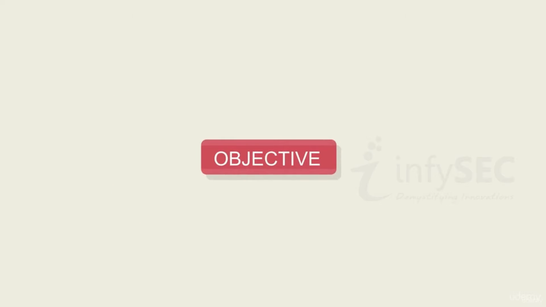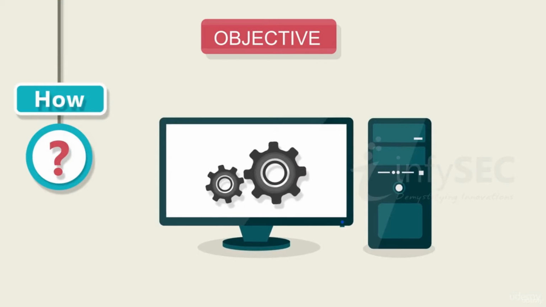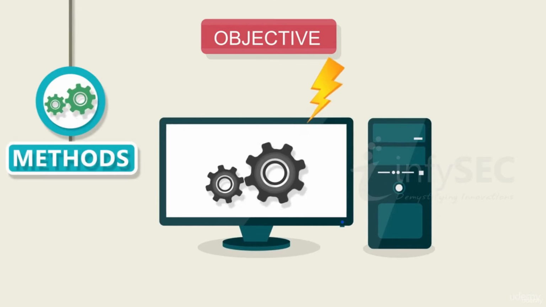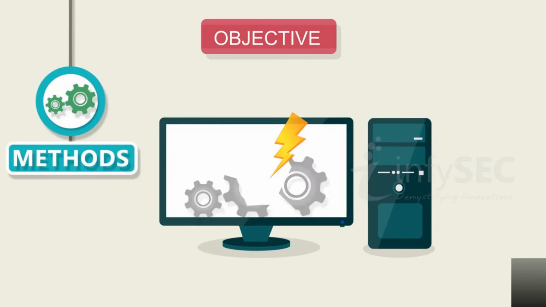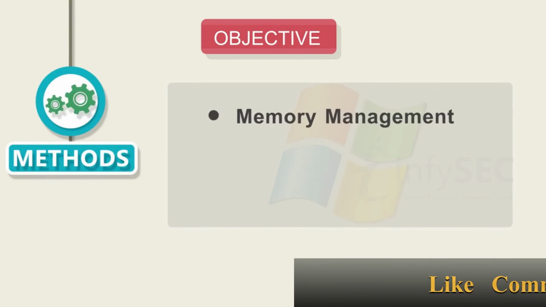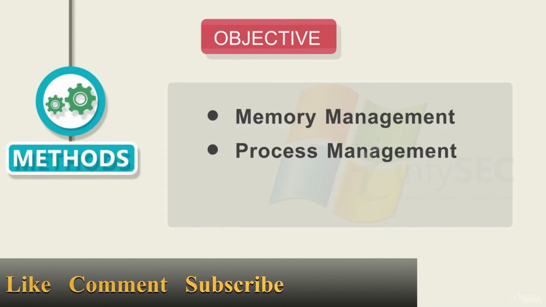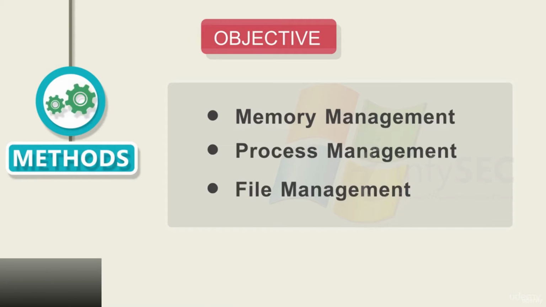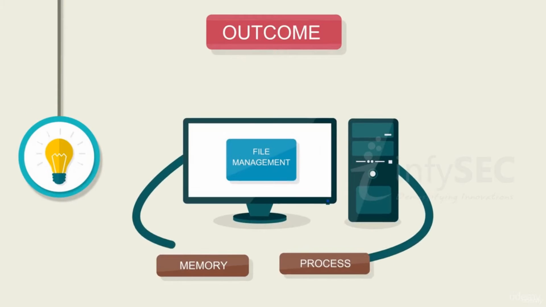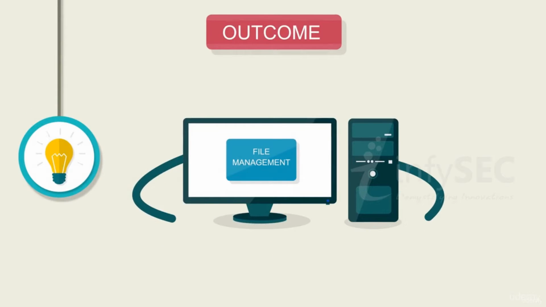System-based cracking. Objective. The objective of this chapter is to make the audience understand how a computer works, the methods used to crack system security that target the operating system's memory management, process management, and file management. Outcome. On completion of this chapter, you will know the intricacies involved in the operation of a computer, the attack methods via which a system security can be cracked.